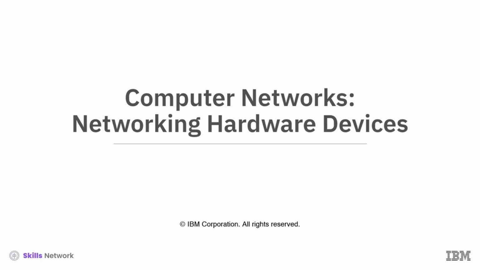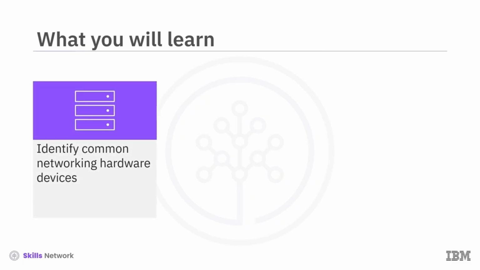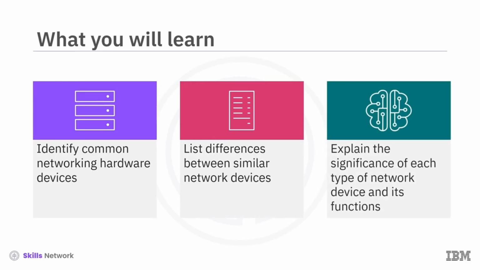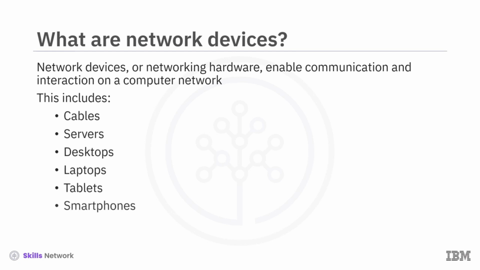Welcome to Computer Networks, Networking Hardware Devices. After watching this video, you will be able to identify common networking hardware devices, list differences between similar network devices, and explain the significance of each type of network device and its functions. Network devices, or networking hardware, are physical devices that enable communication and interaction on a computer network. This includes cables, servers, desktops, laptops, tablets, smartphones, and Internet of Things, or IoT devices.